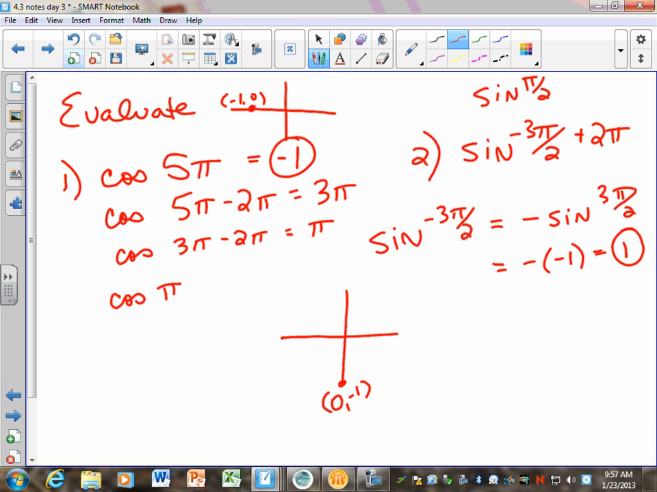Unit circle is really great for these points here. The ones in the middle, you either need to learn the unit circle or you need to be able to draw those 30, 60, 90, 45, 45, 90 triangles in the right spots.